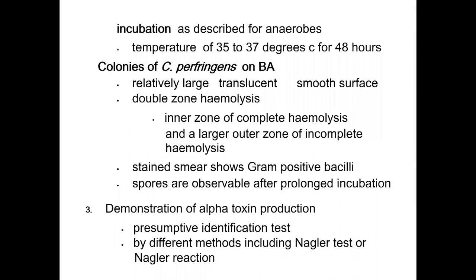They are translucent and they have a smooth, shiny surface. Around each colony, there are two zones of hemolysis, and that is termed double zone hemolysis. There's an inner zone of complete hemolysis, and a larger outer zone of incomplete hemolysis. And these are produced by the various toxins or enzymes that the organism produces.